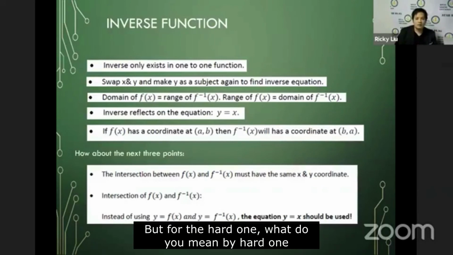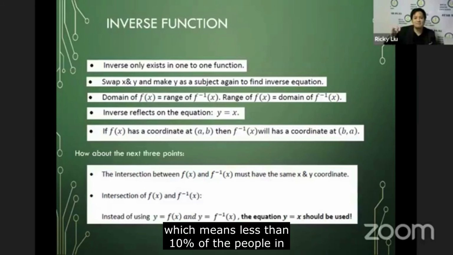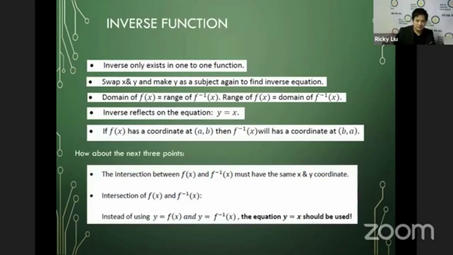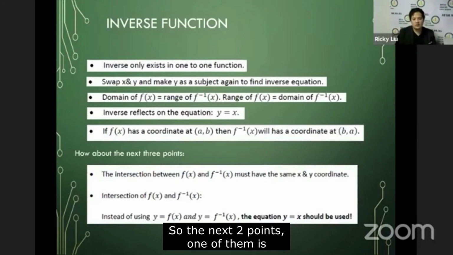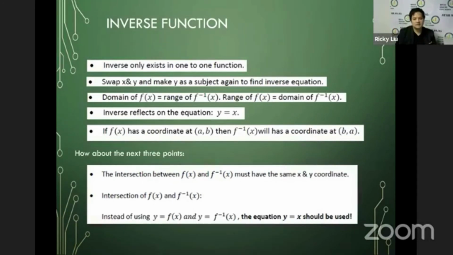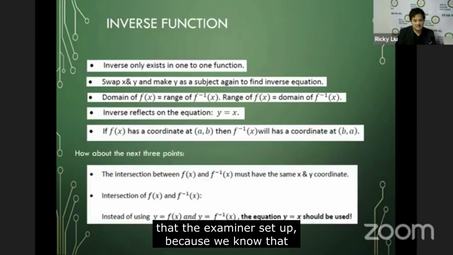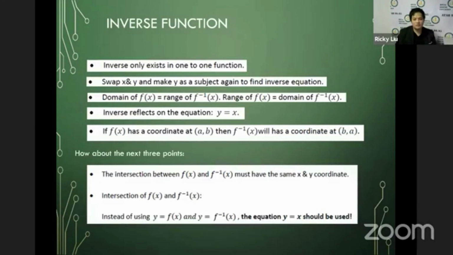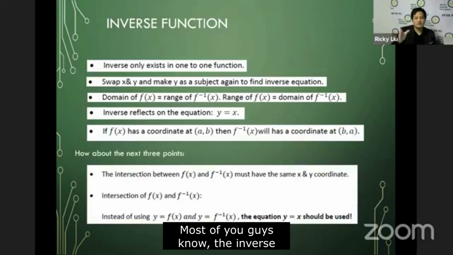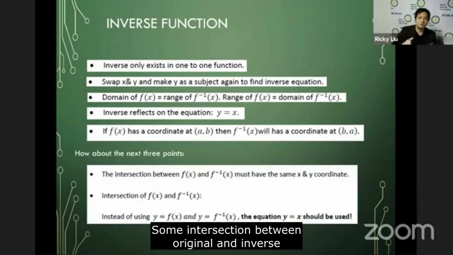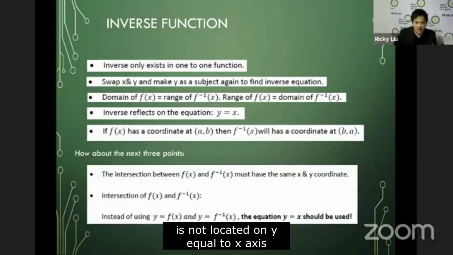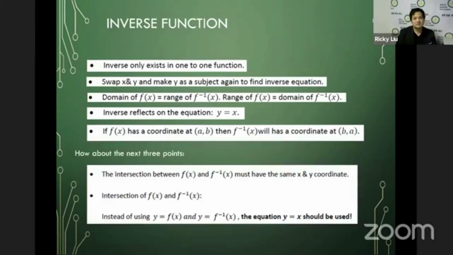But for the hard one, what do I mean by hard one? It means less than 10% of the people in Victoria who are doing MF34 are able to answer. So of the next 2 points, one of them is the hard one, the trap set up by the examiner, because we know that most of you know the intersection of inverse and original will have the same x and y coordinate, or lie on the line y equals x. But this is not 100% trustable. Some intersections between original and inverse are not located on the line y equals x.